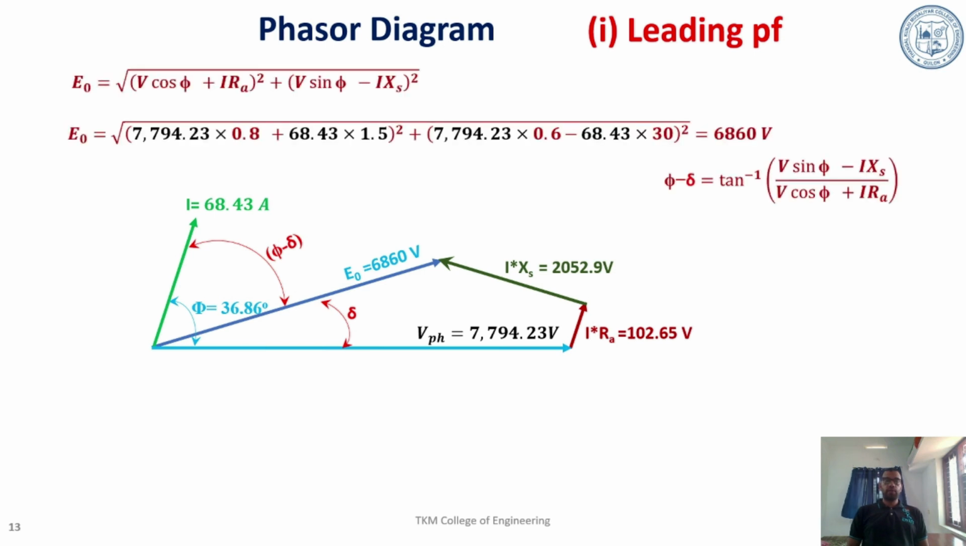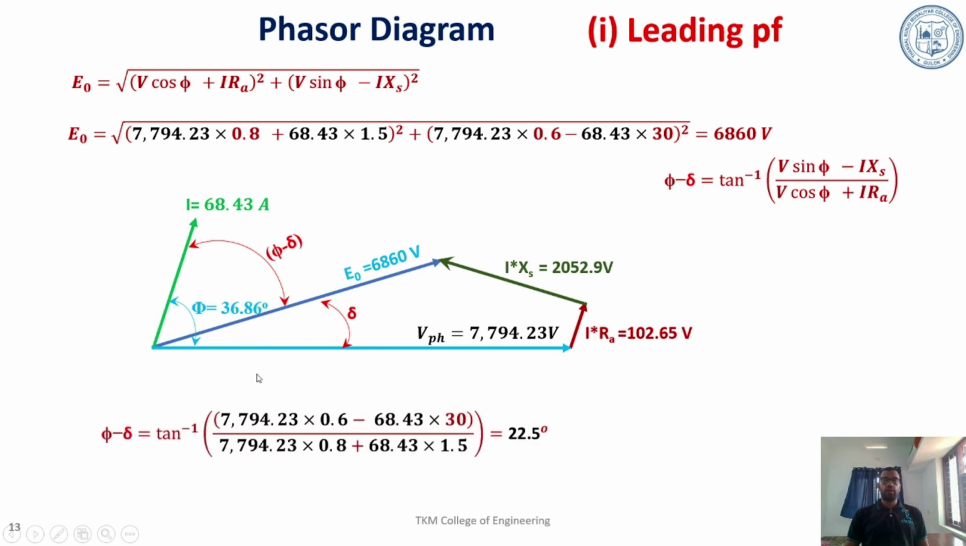Now we know the expression for E0 as root of (V cos phi plus I into RA) whole square plus (V sin phi minus I into XS) whole square. From this phasor diagram, we can derive the expression for phi minus delta as tan inverse of (V sin phi minus I into XS) divided by (V cos phi plus I into RA). Substituting all the values in this expression, we can obtain phi minus delta as 22.5 degree.